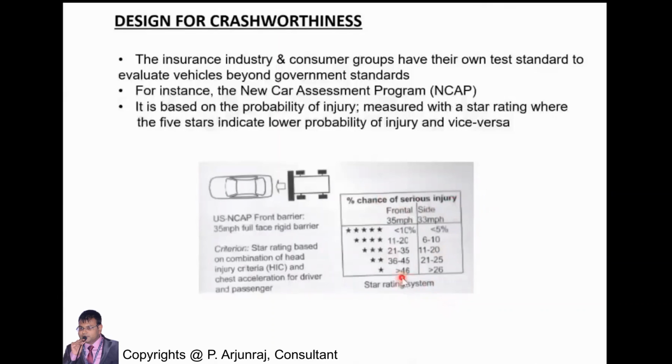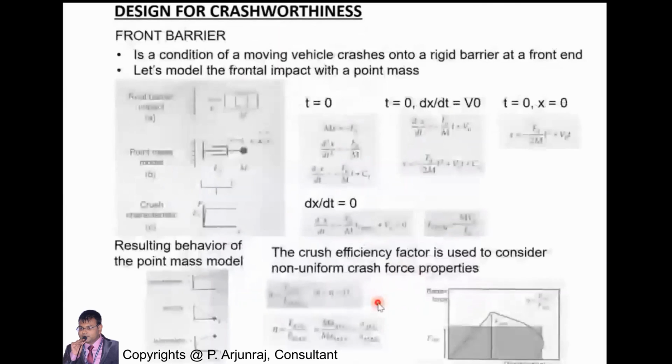And when you have a high probability of serious injury for the front and the side, then it becomes only a single star rating. Okay. First we'll see the front barrier. So it is a condition of a moving vehicle when the moving vehicle crashes onto a rigid barrier at the front end. Okay, so we have seen the picture in the previous slide, where the front barrier is the one where the moving vehicle crashes into the rigid barrier.